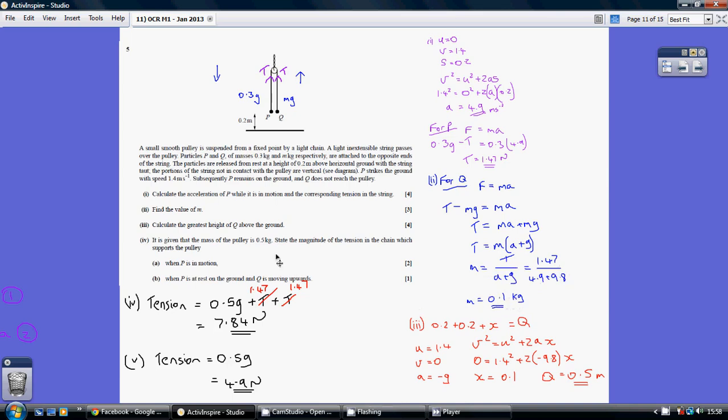Now for part 3, calculate the greatest height of Q above the ground. Well, we're starting off at 0.2 anyway. Obviously, as P comes down and Q goes up, as P crashes into the ground, Q will naturally have gone up another 0.2. So the extra bit we need to add on is the little bit after the tension in the string goes, and Q just carries on up, fighting gravity a little bit more until it suddenly stops.